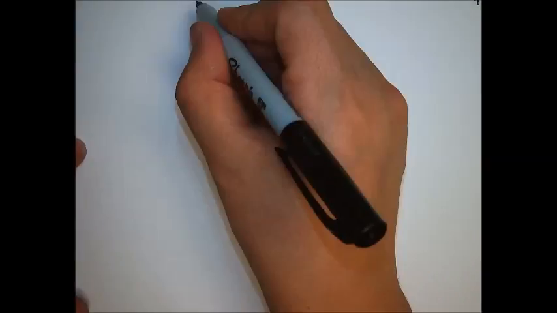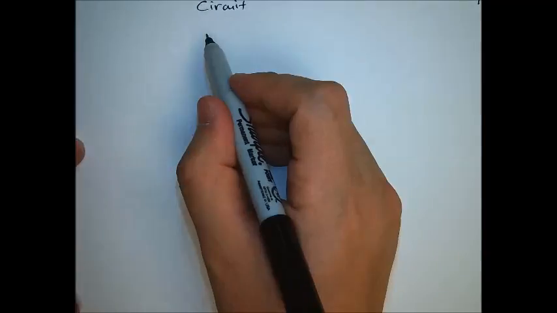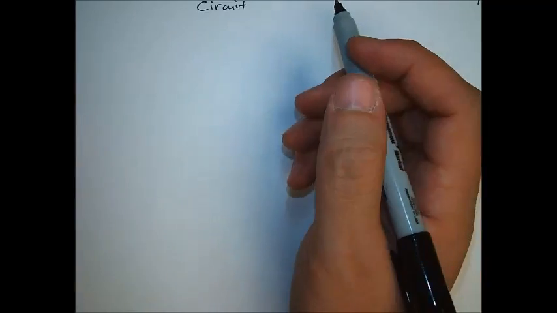Alright, so what is a circuit? A circuit is an electrical network of electrical components in a closed loop.